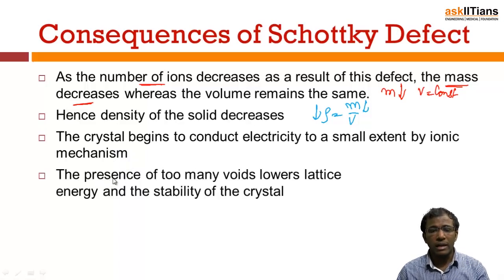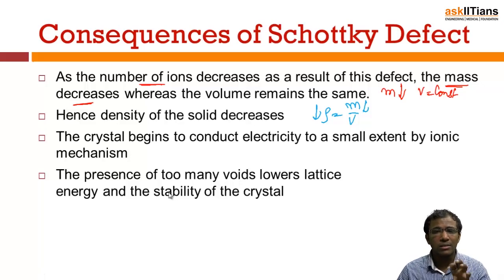If too many cations and anions are missing from the lattice sites, because of the presence of too many voids, the lattice energy is going to be lowered. As a result, the stability of the crystal is going to decrease. So this defect destabilizes the crystal if too many cations and anions are missing from their lattice sites. These are all the consequences of the Schottky defect.